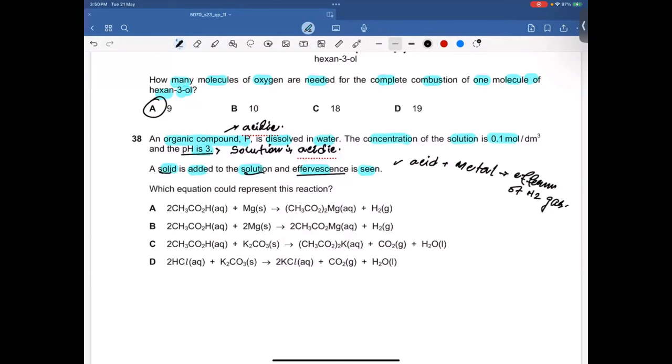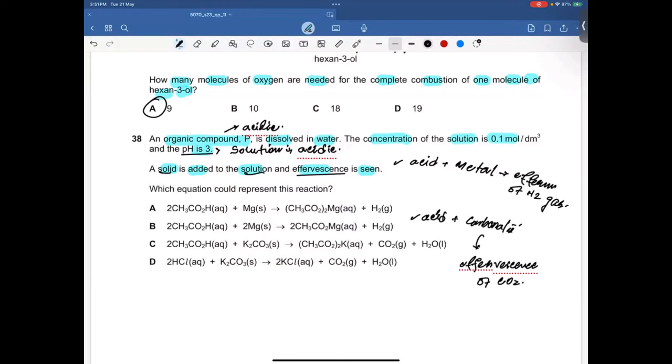Okay. Now the next is when you add acid and carbonates, then obviously effervescence of carbon dioxide gas is given off. So it could be any metal or any carbonate.